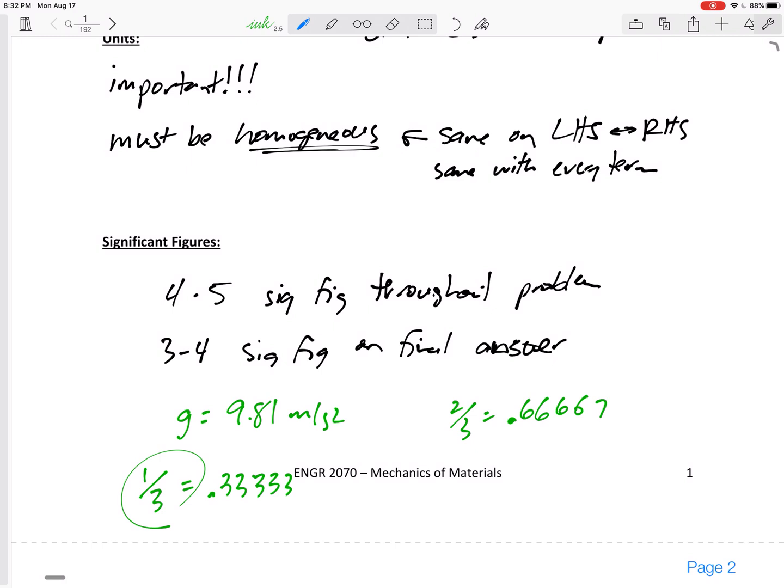So anyway, significant figures, use at least 3 significant figures. All right, so that's my rule of thumb for my classes.